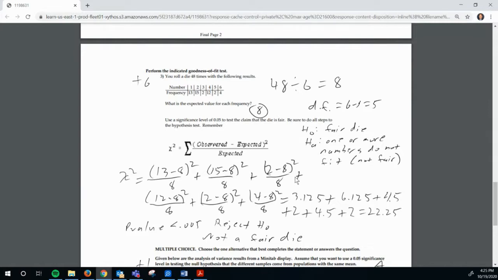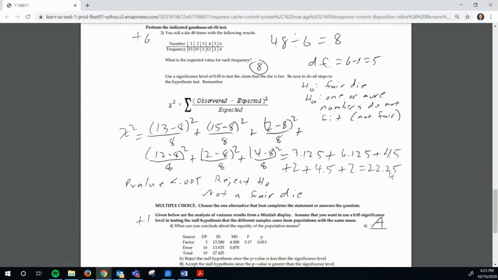So again, here's the chi-squared formula, and I show the calculation here. Like 13 minus 8, so that happened 5 more times than it's supposed to. So 5 squared is 25, and then you divide that by the expected, which is 8. You do this for each one of them, and you get a chi-squared statistic of 22.25. You could put that in your chi-squared calculator in StatCrunch. There would be 5 degrees of freedom, or you could look at your chi-squared table and look in row 5.